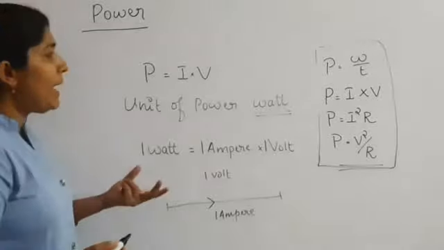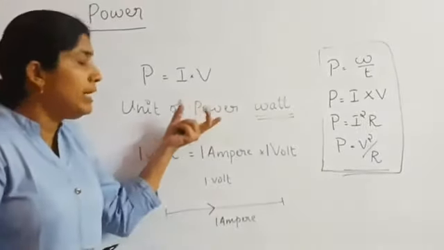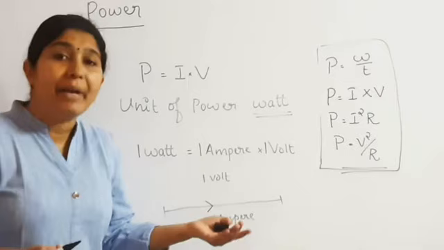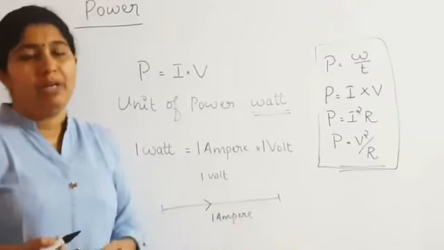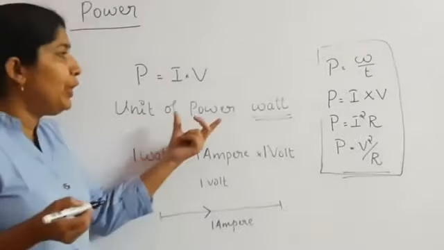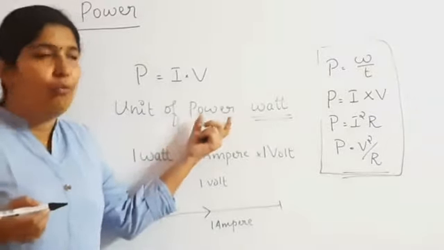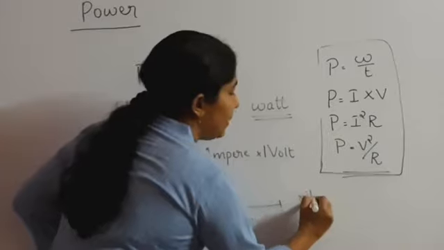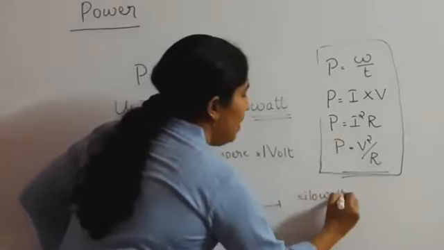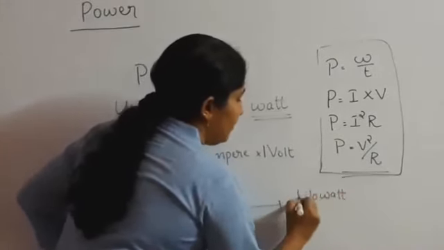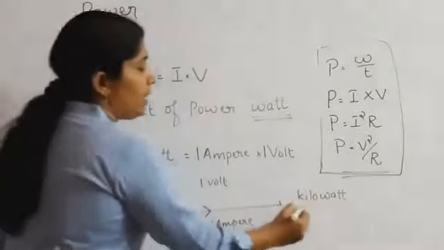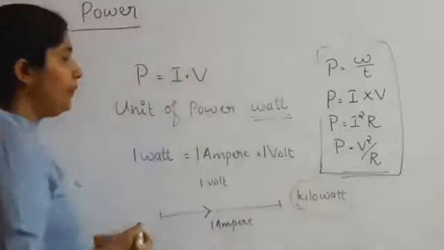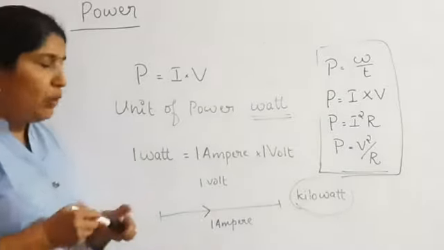Now, what's the practical unit? Unit of power is watt. Then what about the practical unit of power? The practical unit of power is kilowatt. That's all about power.